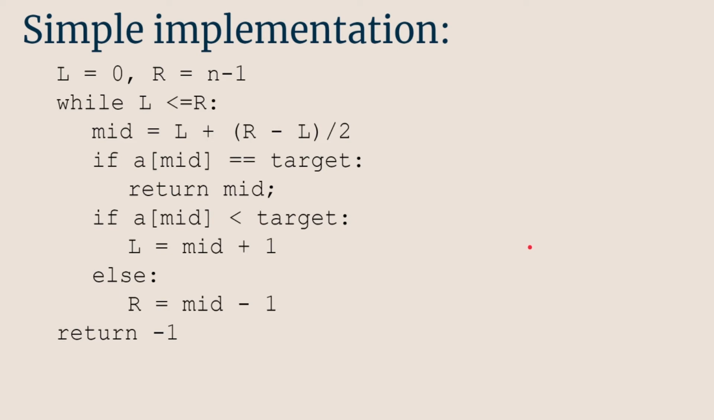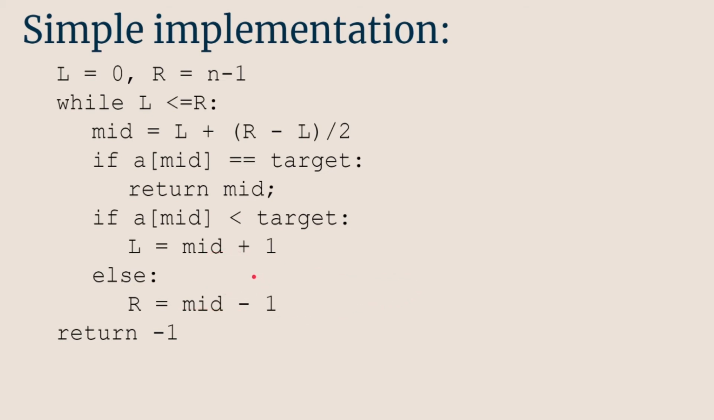Using our L and R from before, L is equal to our initial value, which is 0, and R is equal to our greatest value, which is n minus 1. While L is less than or equal to R, we want to find a middle value, using the formula we derived before. If A at the middle index is equal to the target, then we have found our index and we can return our mid value. If A at the index mid is less than the target, then L is equal to mid plus 1. Else, which would mean that this value is larger than the target, R moves over to the left side.